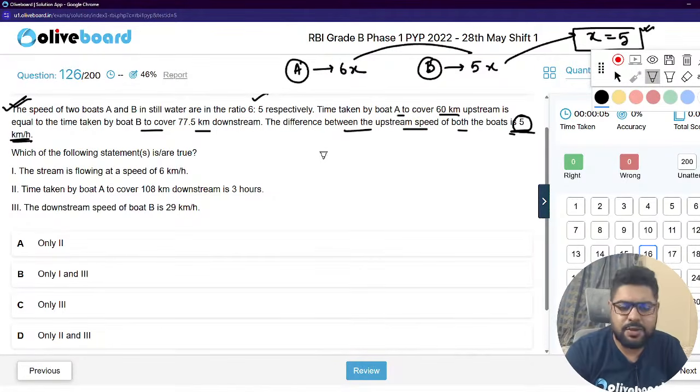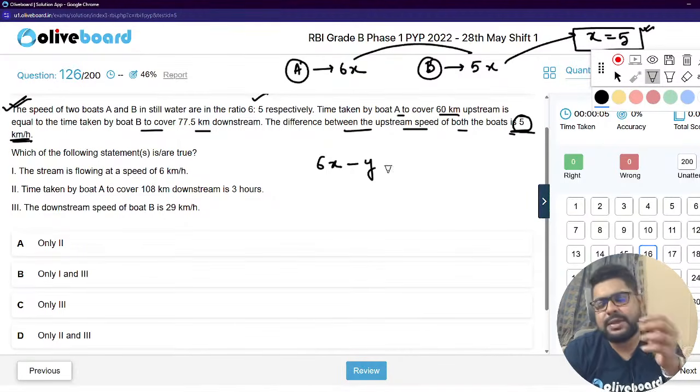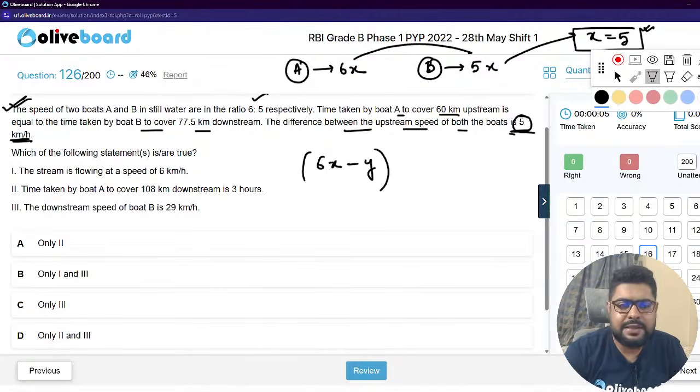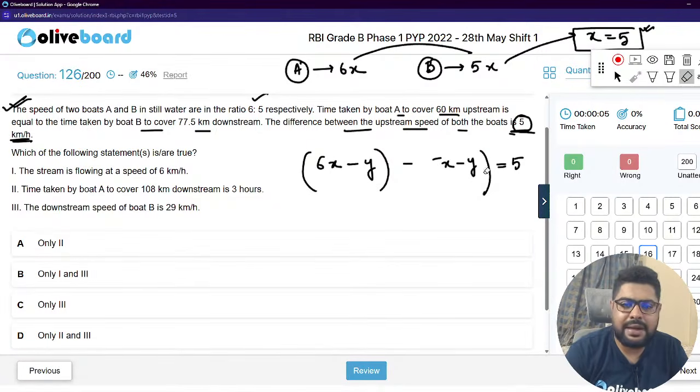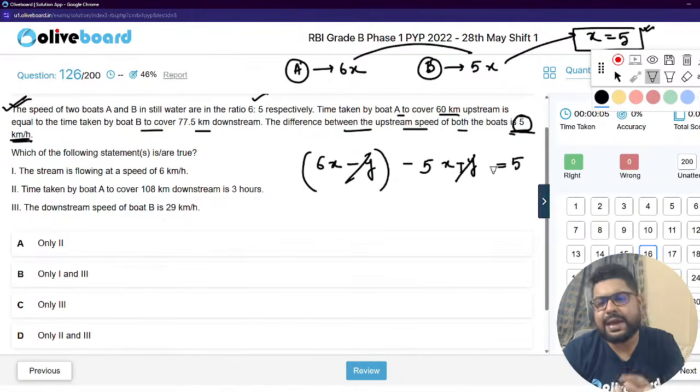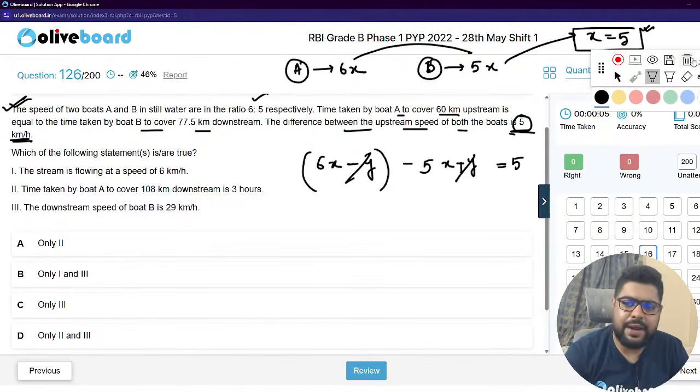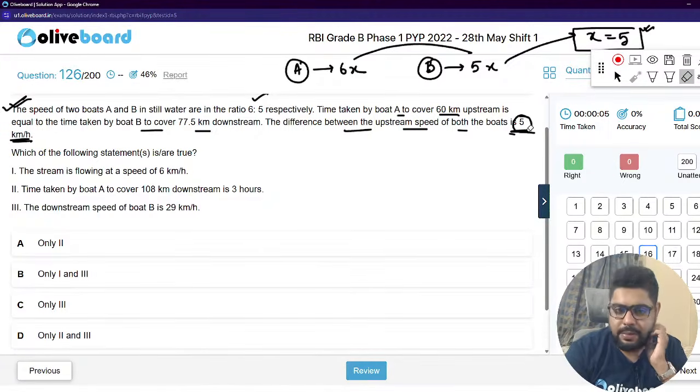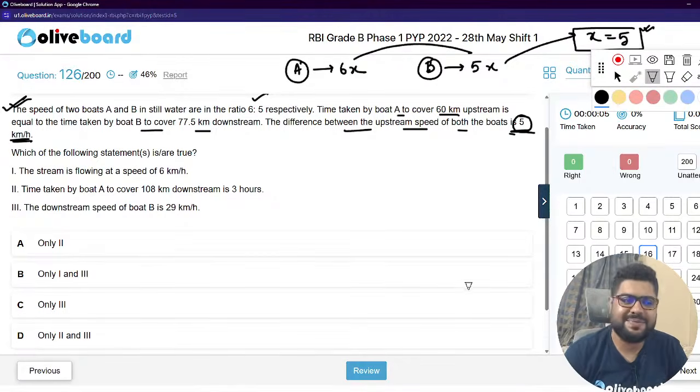Actually, just to give you an idea, 6x upstream means 6x minus y, where y is the speed of the stream, and the difference means 6x minus y minus 5x minus y, that is given as 5. In the next line, when you open the bracket, minus y becomes plus y, so minus y plus y cancels, and there is no point in taking it. You are getting my point, I hope. So again, please remember this if you don't already know. It's not about remembering, it's about understanding. Okay?